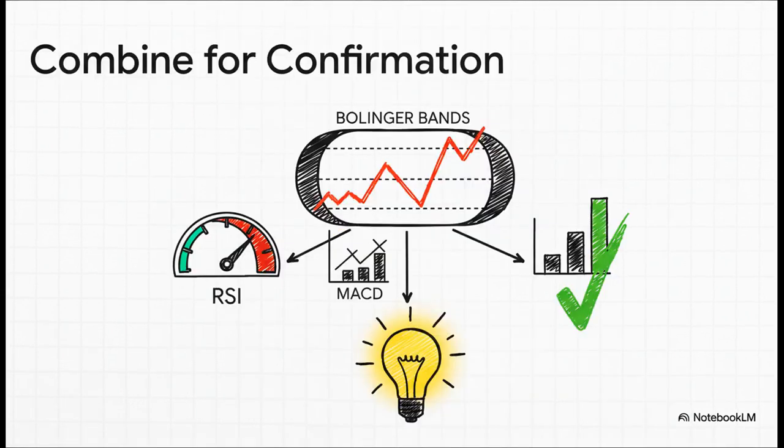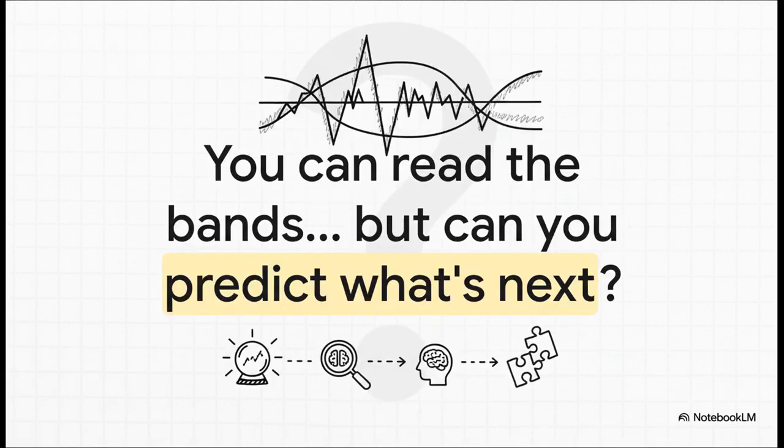And that brings us to maybe the most important rule of all. Bollinger Bands are a confirmation tool, not a standalone system. You should always use them with other indicators. For example, if the price hits the upper Bollinger Band and another tool like the RSI is also screaming overbought, well, your case for reversal just got a whole lot stronger. Never ever trade on just one indicator. Confirmation is everything.